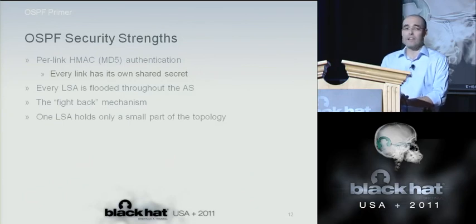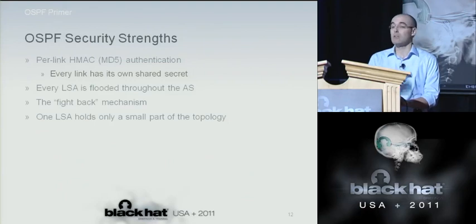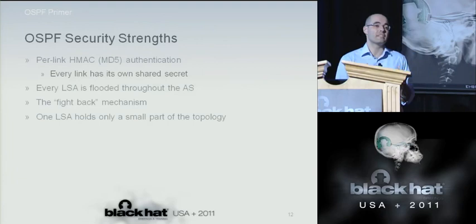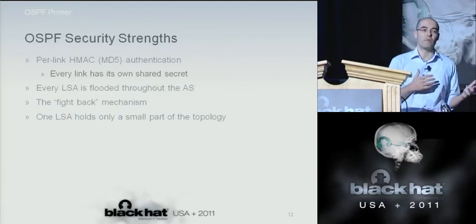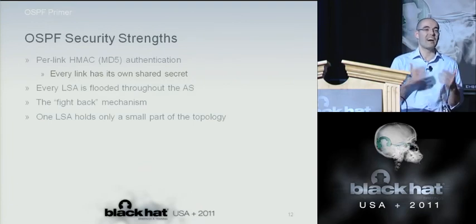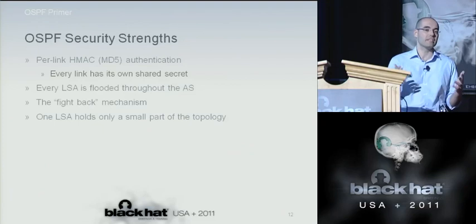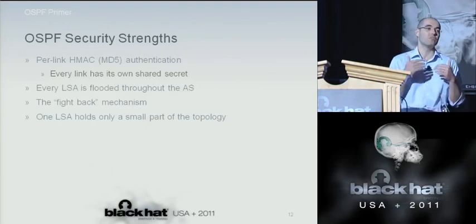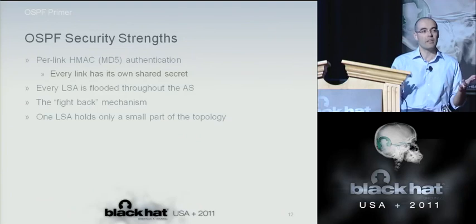Another security strength is that one LSA holds only a small part of the topology. This means that even if an attacker somehow managed to persistently spoof or falsify the LSA of another router, it only managed to falsify a small part of the autonomous system topology. And that hardly means that he gained significant control over the router's view of the autonomous system topology, or over the routing table of the victim routers. In order to do that, he has to falsify many LSAs by many routers.